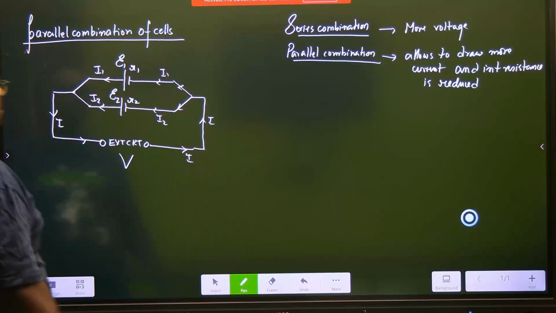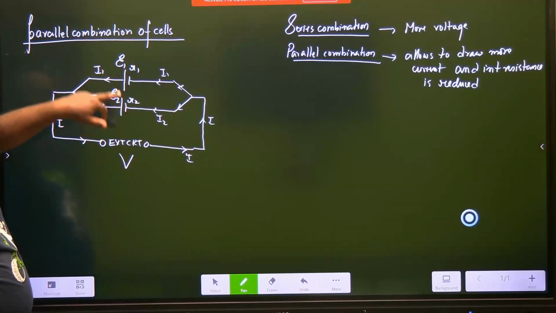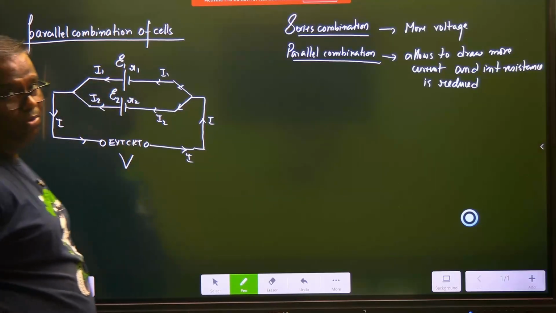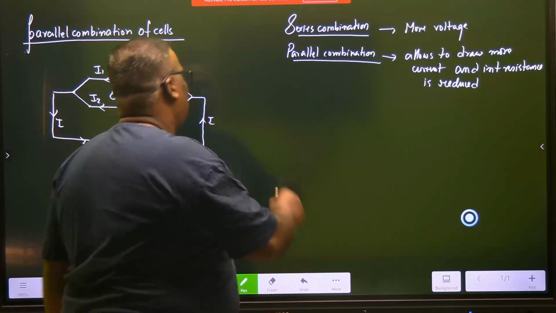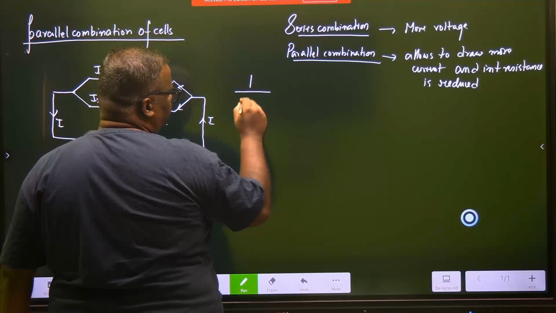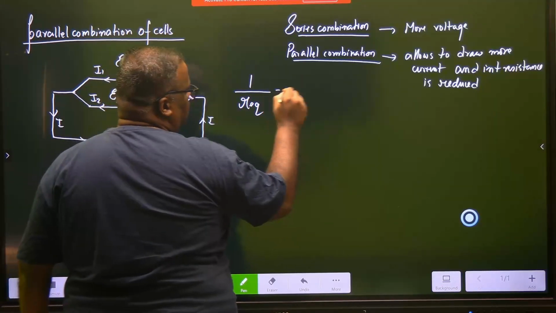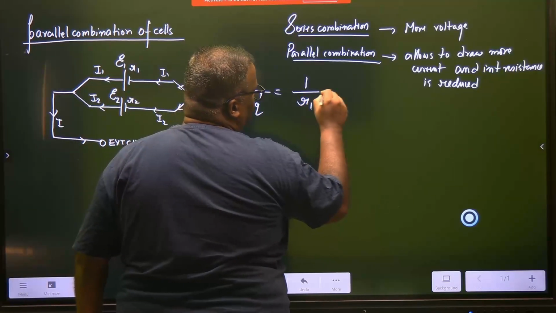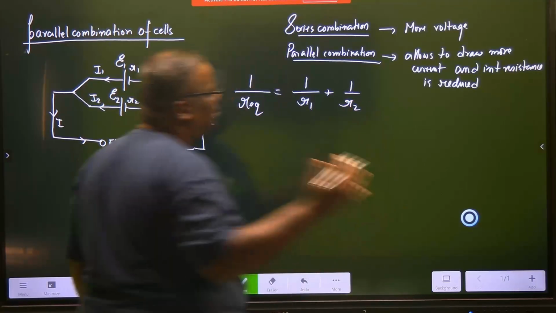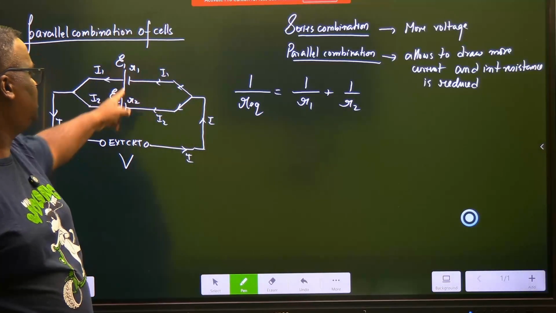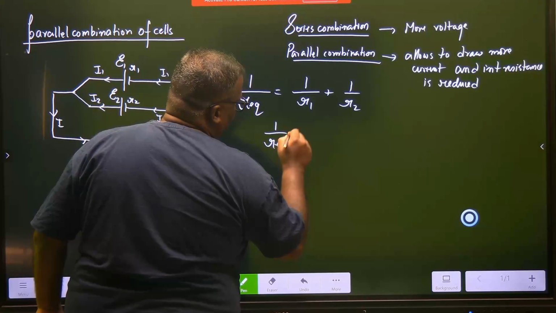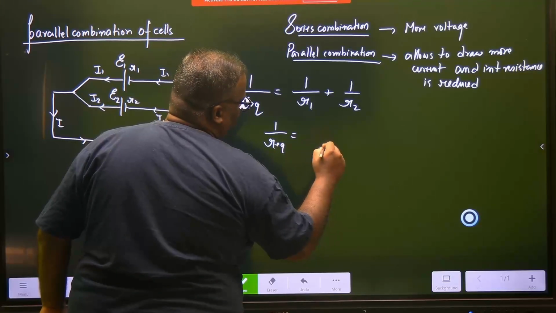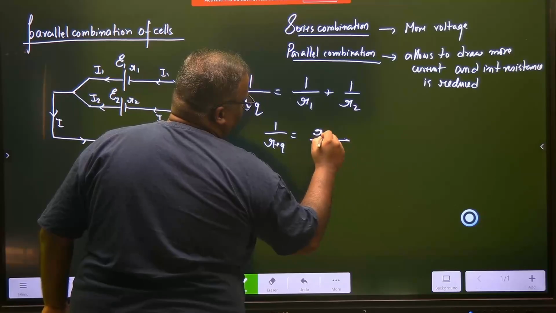Now just apply your common sense. The resistances are actually connected in parallel. Since the cells are in parallel, the resistances are also in parallel, and we know in parallel resistance combination, overall resistance reduces. So what should be the effective internal resistance? It should be 1 upon R1 plus 1 upon R2. This is from grade 10, because R1 and R2 are both internal resistances connected in parallel. So you can write 1 upon Req becomes equals to what? It becomes R1 plus R2 upon R1 R2.